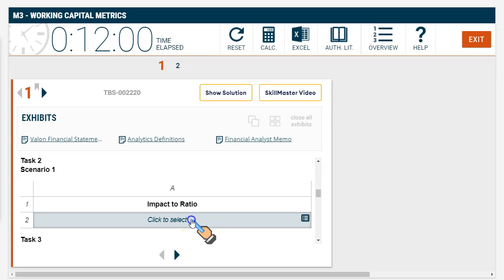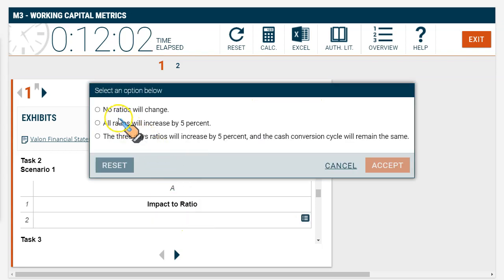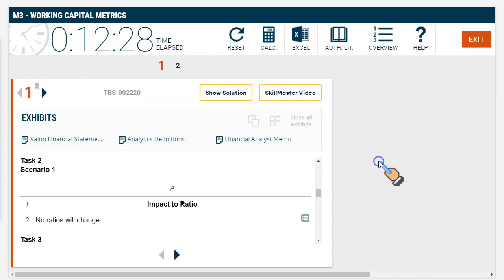So what you're going to do, you're going to write here: no ratios will change. The reason is, if all items on the balance sheet and income statement increase by 5%, that would mean the numerator and denominator of each ratio would increase by 5%, and the net effect would be 0. So take any example, just like the way I've taken the days of inventory turnover, it was all the same. So no ratio will change, and that will make this the correct option.